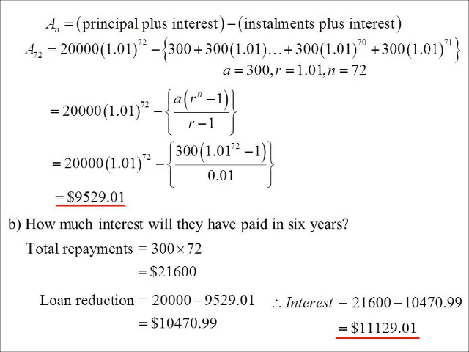Yeah? What I'm saying is, I've given the bank back $21,600. Here you are, I've given them that much. However, my loan has only been reduced by $10,470. Okay? Because we know we've still got 9,529 to go. So I've reduced the loan by that, but I've paid them that much money. So the difference in the two must be the bank's profit, their interest.